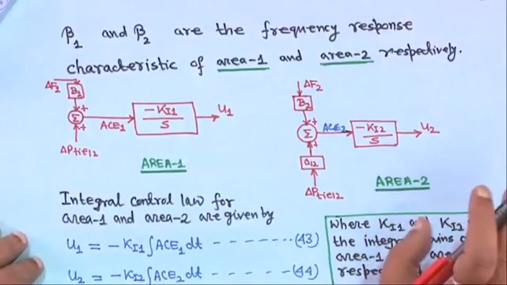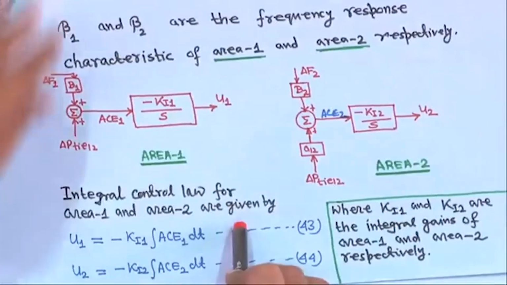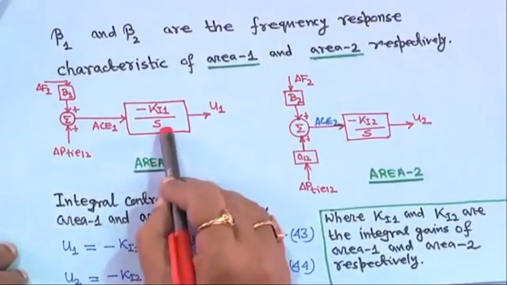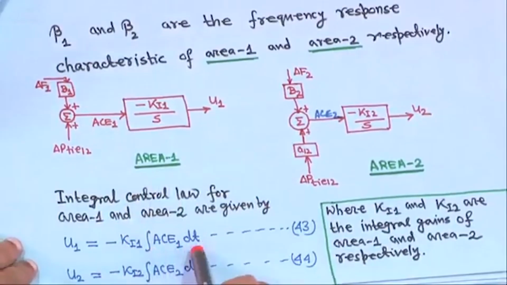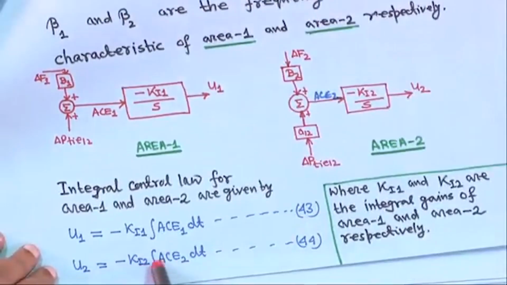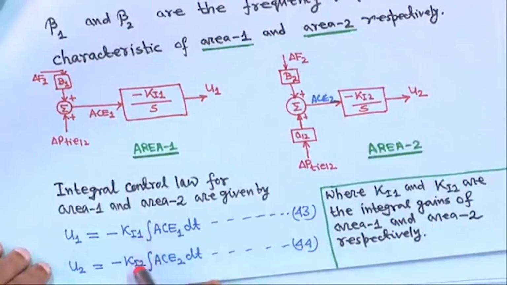So, that means the integral control is this. Now, this is integral control for area 1 and area 2, given by: u1 is equal to minus Ki1 times the integral of ACE1 dt, this is an integrator. This is equation 43, and u2 will be minus Ki2 times the integral of ACE2 dt. This is equation 44, whereas Ki1 and Ki2 are the integral gain settings for area 1 and area 2 respectively.